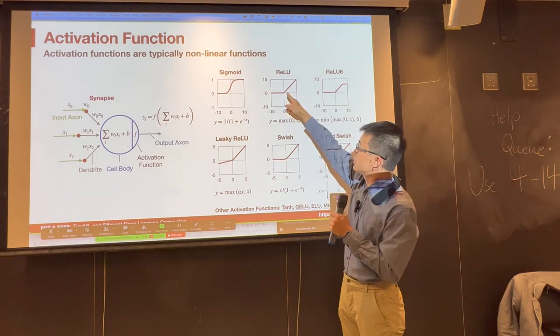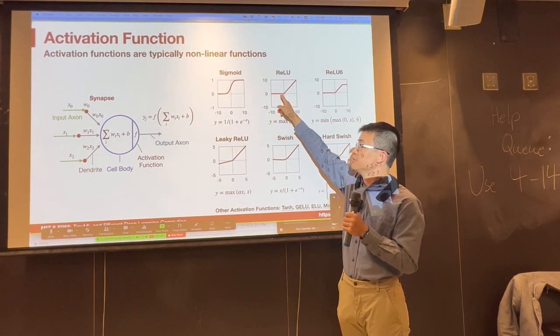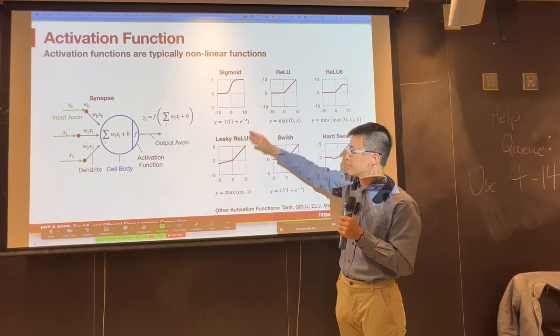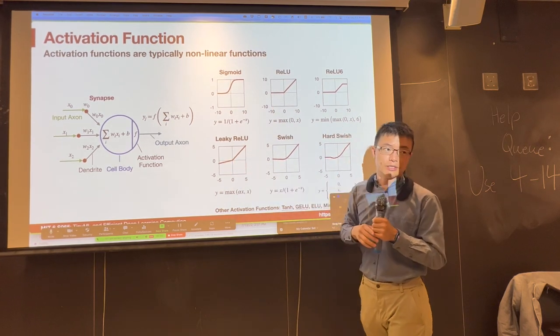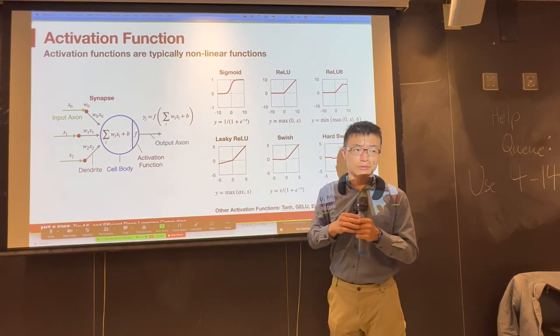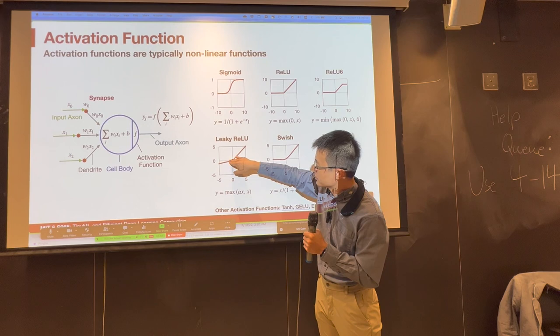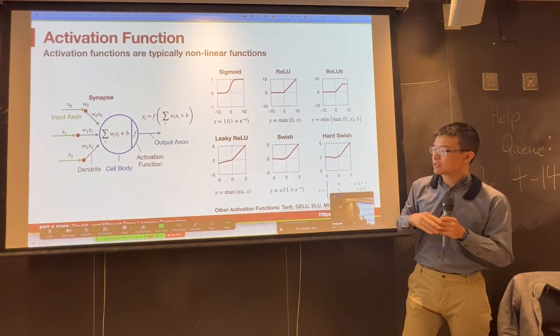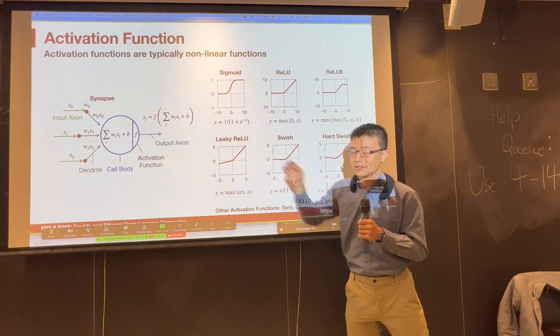So what is the problem with ReLU? If the input is below 0, the gradient is all 0. So that makes the backpropagation impossible. So people introduced the leaky ReLU, where we have a relatively small slope when the input is below zero, so that the gradient is not dead in this manner.